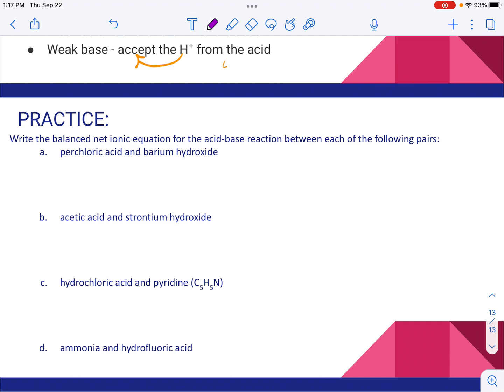So what we have here is perchloric acid, which is one of your strong acids, and barium hydroxide, which is one of your strong bases. From perchloric acid, we're entering only H plus because it's strong. From barium hydroxide, we're entering only OH minus because it's strong. Because both of them are strong, in my equation it's a one-way arrow, and H plus and OH minus give me water. Technically these are aq, and water would be a liquid.